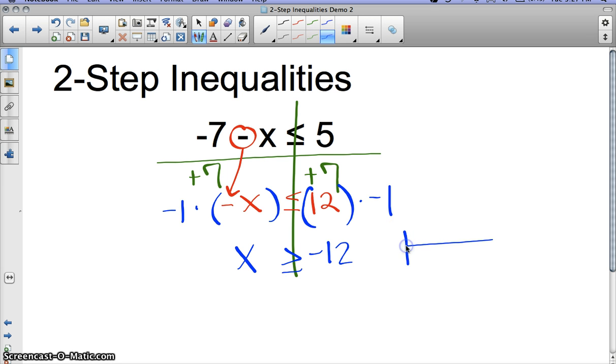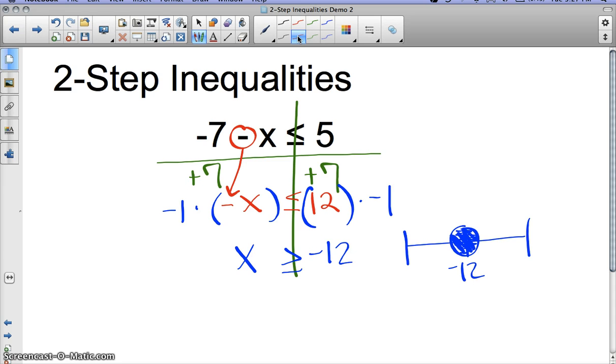And last but not least, we got to slap it on our graph. So mark the point, negative 12. Put our circle. This time it is closed because it is also equal to. We have greater than or equal to.